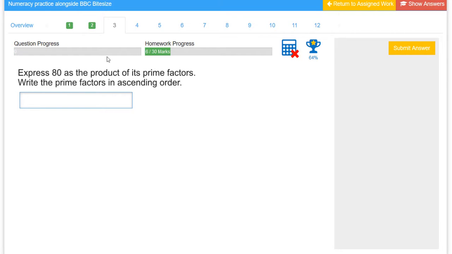Question 3, we want to find 80 as a product of prime factors. Well, I am going to use some paper for that. So I'm going to draw 80, just like this. And I'm going to break that down with my tree. And I'm going to say, right, so 2 is a prime number, which would give me 40. What else goes in there? Well, I can do another 2, which would give me 20.